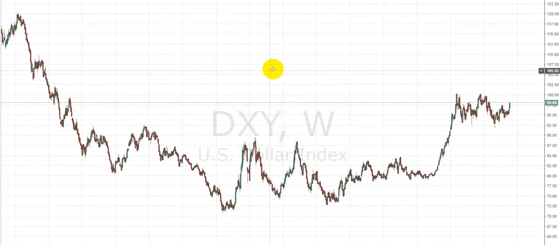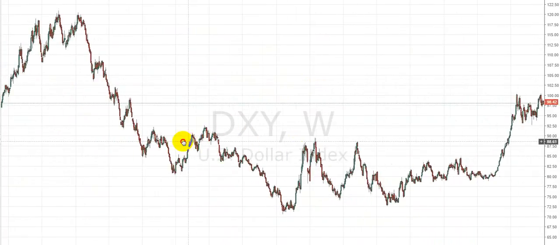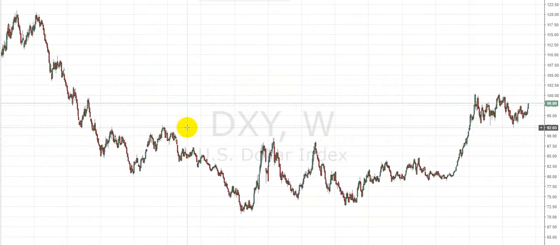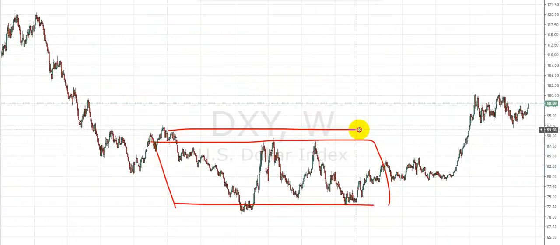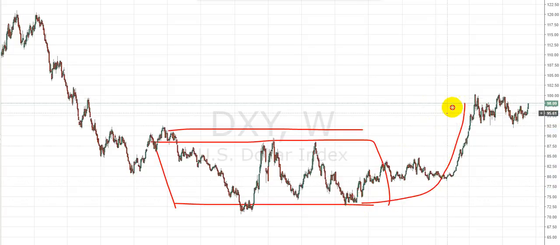guys, of course, that's the weekly chart. It's not going to happen overnight. Okay, that's one of the important things. It's not going to happen overnight. We are still bullish on the weekly chart after the breakout.